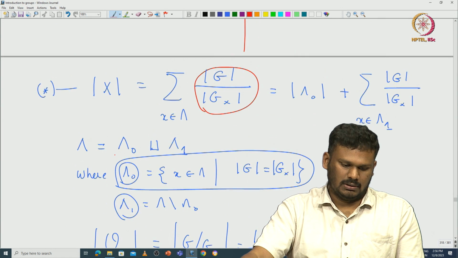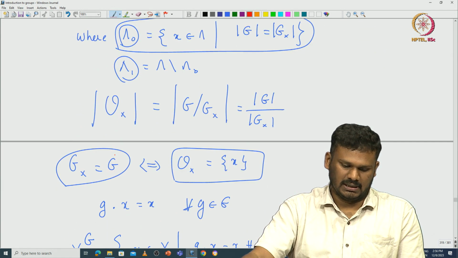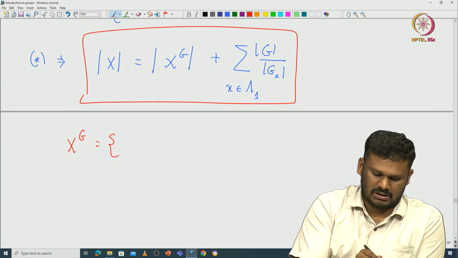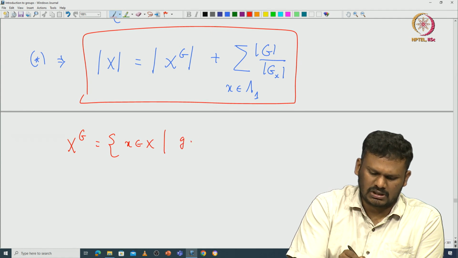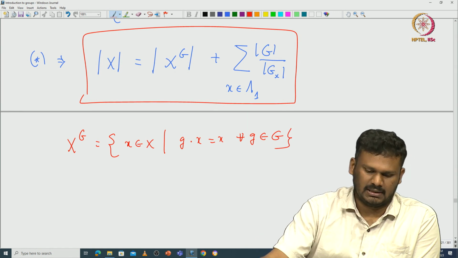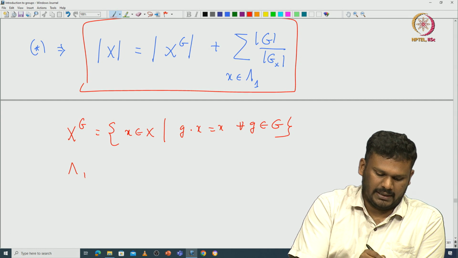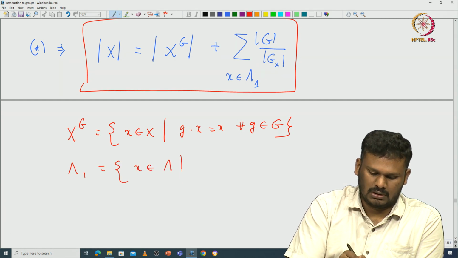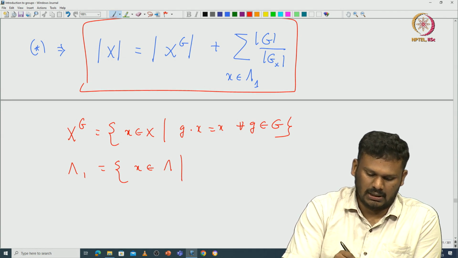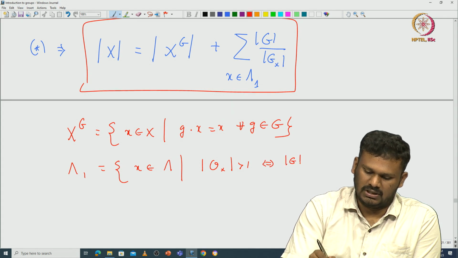So, recall what are all the things that are involved in this equation. X power G is there, that is those elements of capital X that are fixed by all elements of capital G. So, that is the fixed point subset. And what is this lambda 1? Lambda 1 is those elements of the indexing set of the orbits such that the cardinality of the orbit is bigger than 1, which is equivalent to the cardinality of G being strictly greater than the cardinality of Gx.